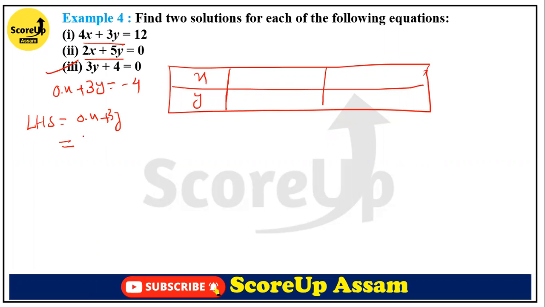So here the value of x, of course, will be 0. And instead of y, if we put minus 4 by 3, then this 3 and this 3 will get cancelled, and ultimately we will get minus 4, right? It is our right-hand side. So here x is 0 and y is minus 4 by 3. Is it clear to you?